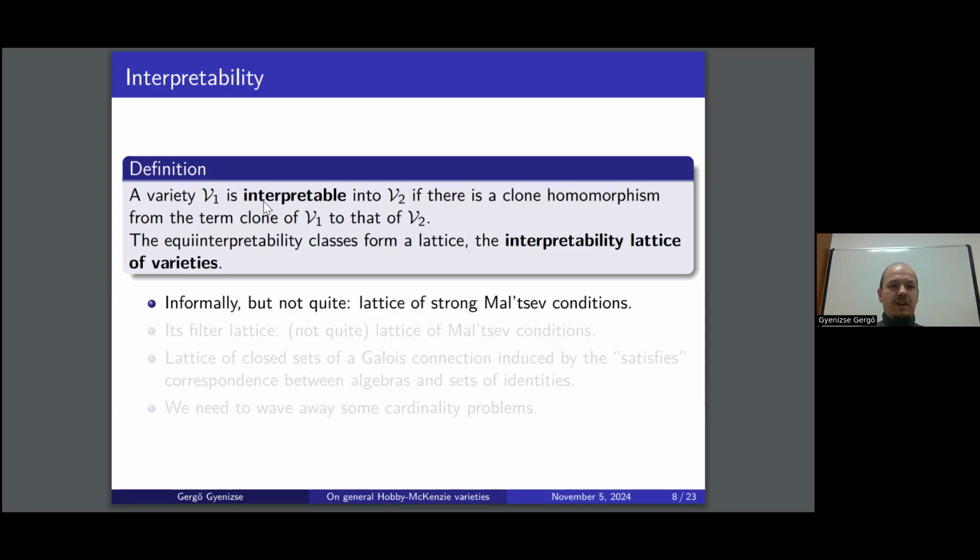We can define anti-interpretability as an equivalence on varieties, where two varieties are equivalent if both are interpretable into the other. We can factor by this equivalence and we get a poset that is proved to be a lattice.